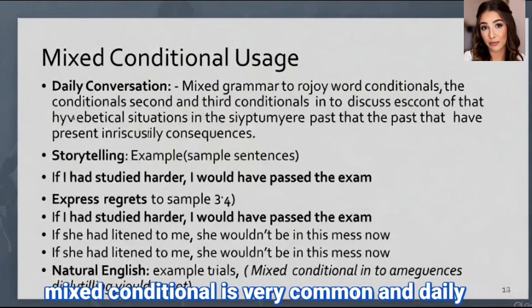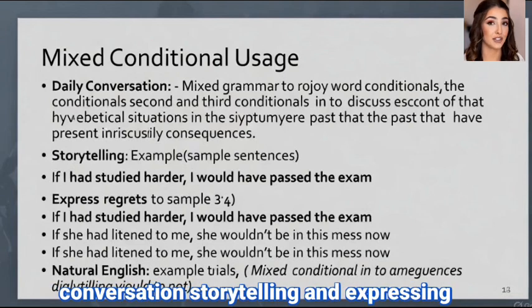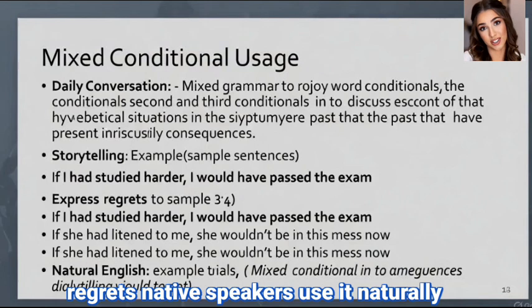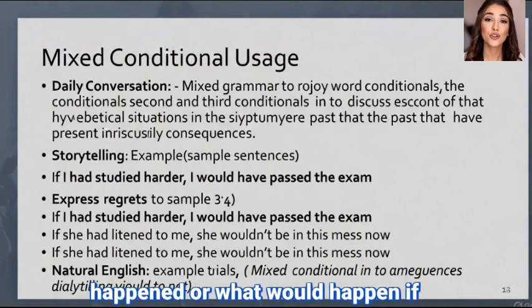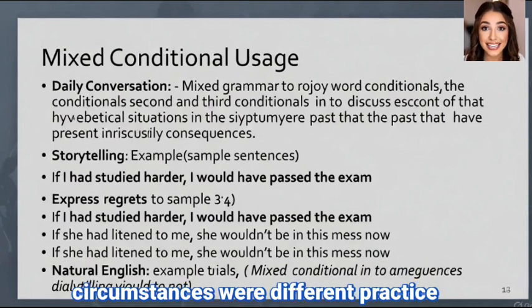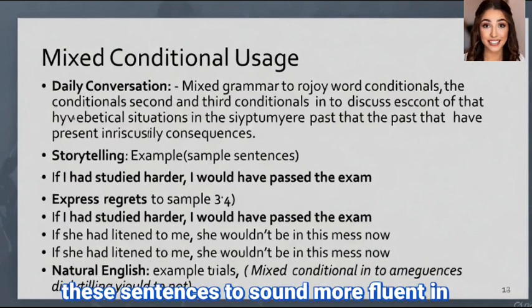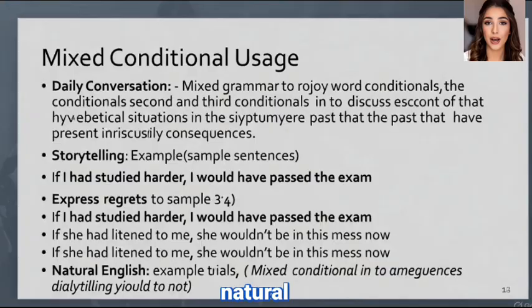Mixed conditional is very common in daily conversation, storytelling, and expressing regrets. Native speakers use it naturally when they talk about what could have happened or what would happen if circumstances were different. Practice these sentences to sound more fluent and natural.